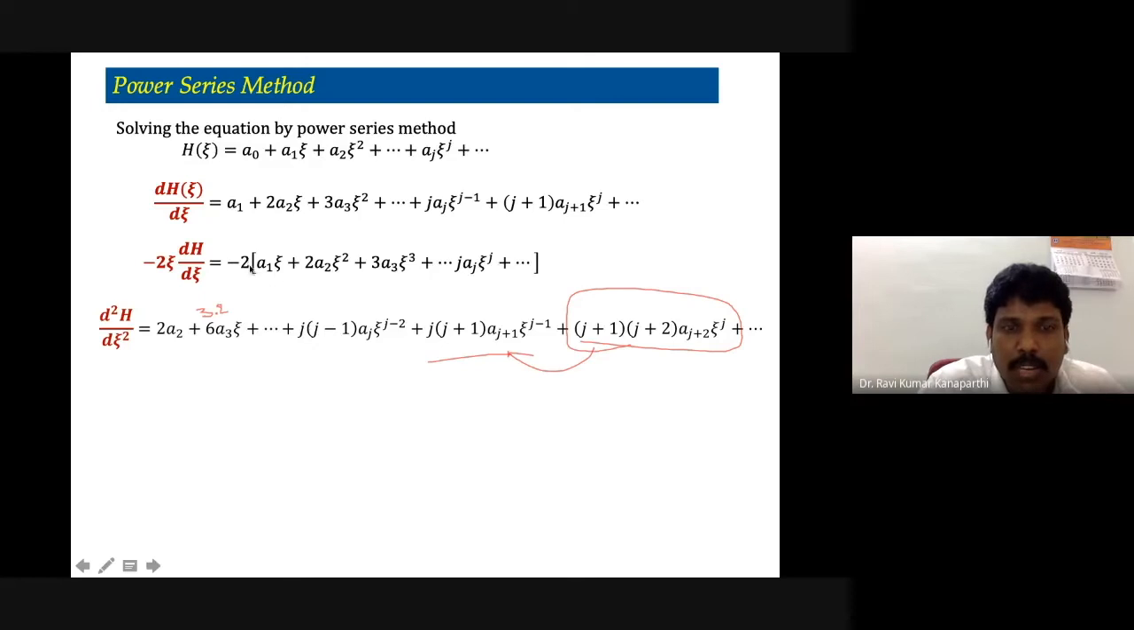So minus 2 you write outside, and a1 z plus 2a2 z square, because there is already a z there, so it becomes z square. Here there is a3, and z square becomes z cubed, and so on you can write down.